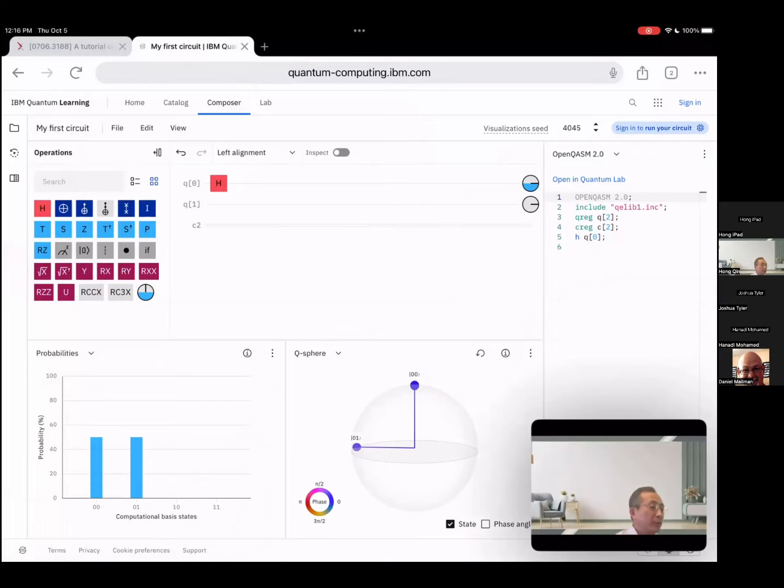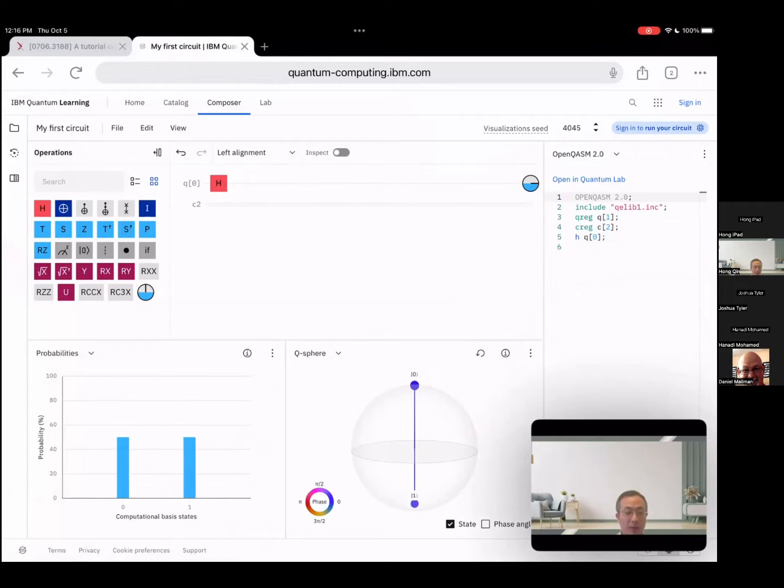For the first quantum gate, I probably should also change to just one gate. So when I just apply one Hadamard gate on the first qubit.